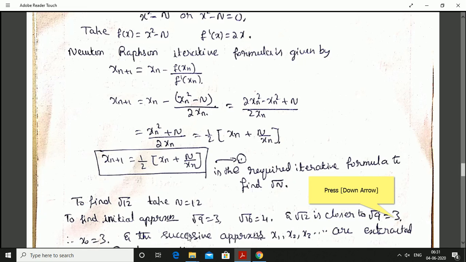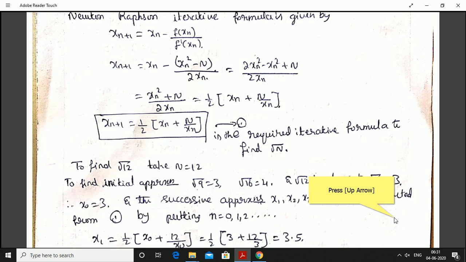And 12 is nearer to 9 compared to 16. Hence, the square root of 9, which is 3, is the approximation, and we can choose x0 = 3. This is one way. Or else, you can also choose x0 in another way.